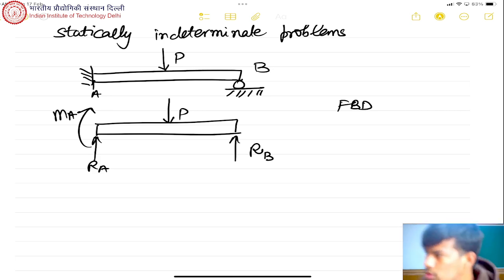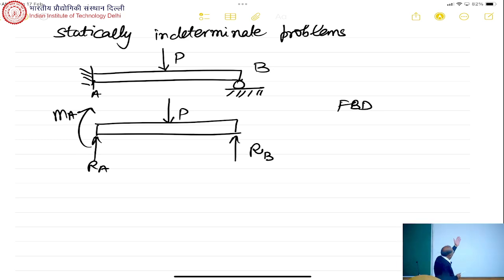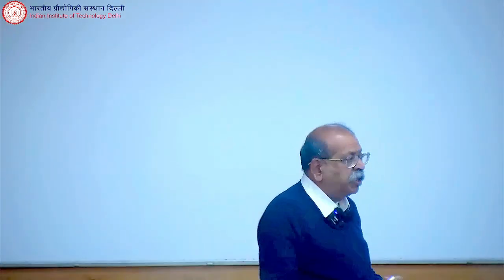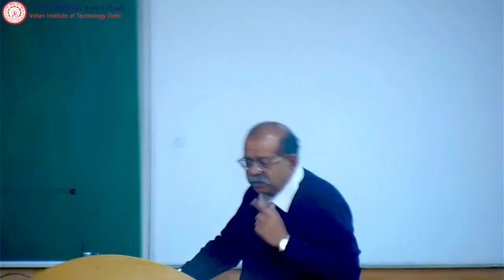Now, can we find RA and RB? It turns out, using equilibrium, we cannot solve this problem. But if we use the equations of deflection, then we have something more: the deflection at point B must be 0. And this fact, along with the properties of the material, will help us to solve RB. Let us see how to do that.